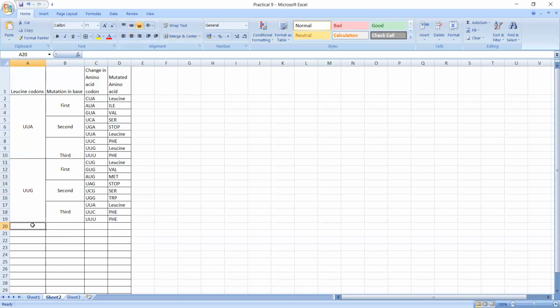Now the third base of this amino acid leucine is CUA. Again, we'll solve the same. If there is a mutation in the first base, so it is going to be AUA, right? It could be GUA or it could be UUA. So AUA codes for isoleucine.